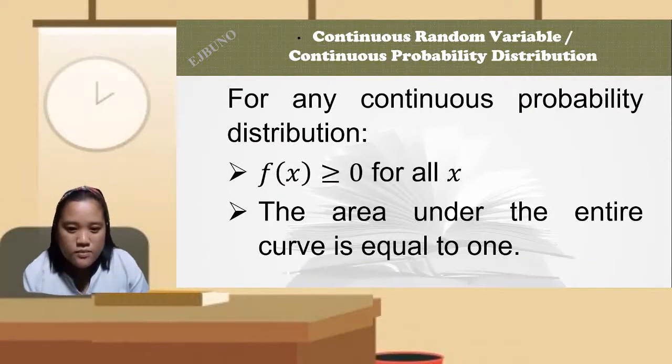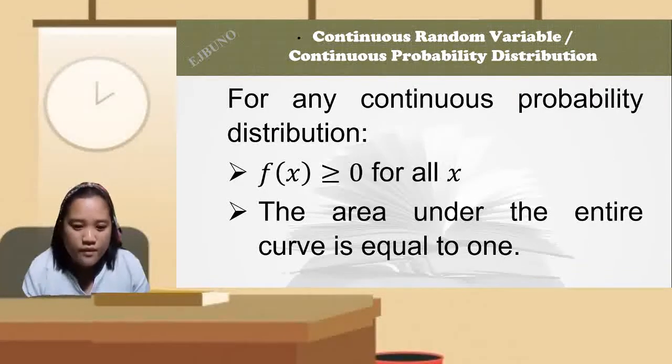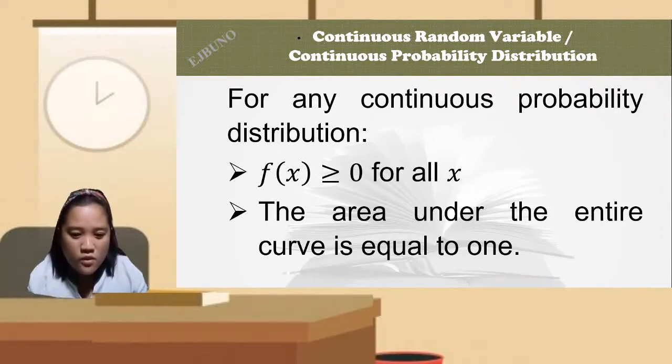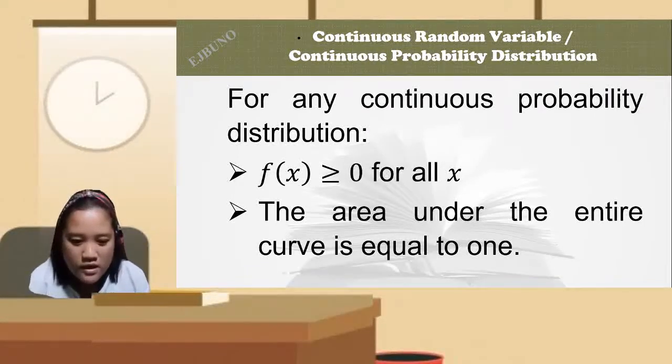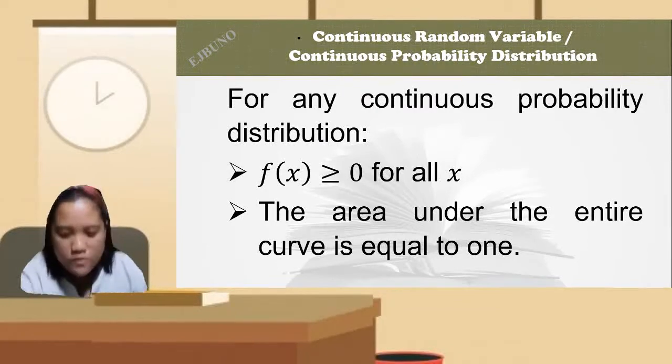For any continuous probability distribution, f of x is greater than or equal to 0 for all x. This means that f of x has to be at least 0 everywhere. Note that there is no upper bound on it. It can take on values greater than 1. One restriction is that the area under the entire curve is equal to 1. And so, these two restrictions ensure that all probabilities lie between 0 and 1 and the probability of something happening is 1.